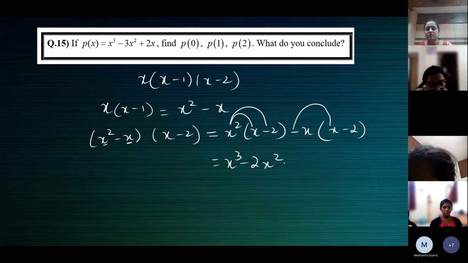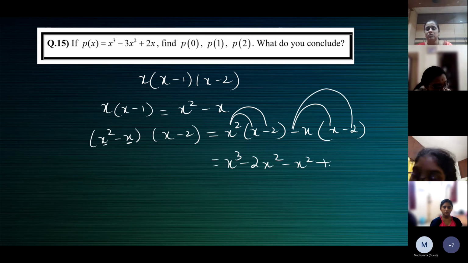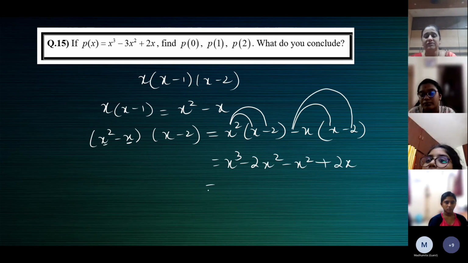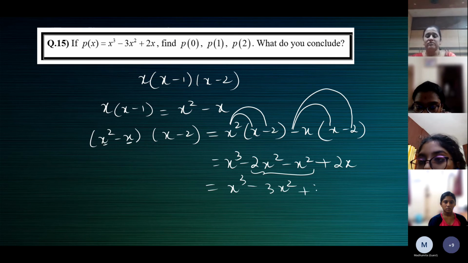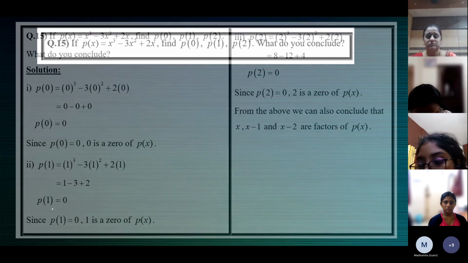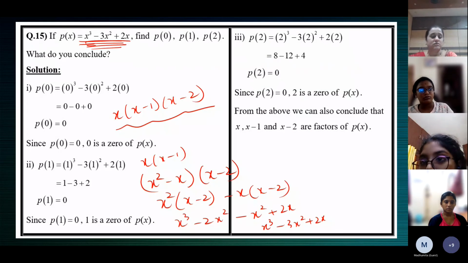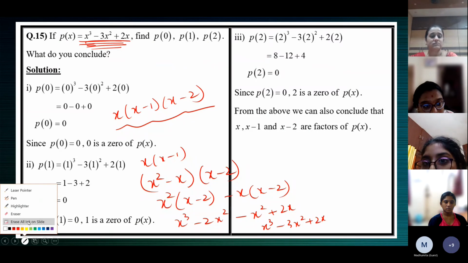Minus x into x is minus x squared, and minus x into minus 2 is plus 2x. So it's x cubed, combining like terms, minus 3x squared plus 2x. And right on top you can see the polynomial x cubed minus 3x squared plus 2x. So you don't have to write all that, just understand.